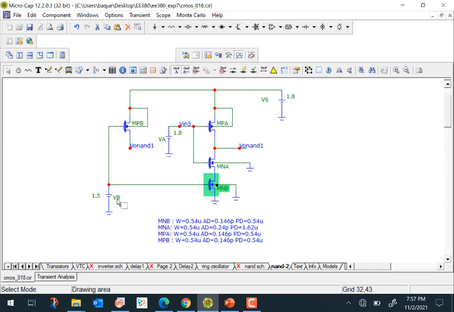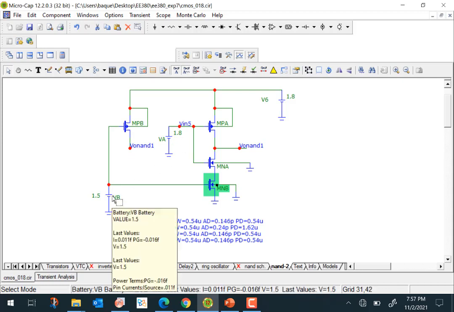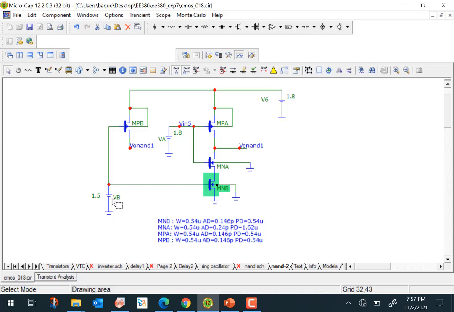Then you can keep this input at 1.8 and you could vary VA here. So you'll get another VTC. Or what you could do is you could simultaneously vary VB and VA here. Both the inputs are changing. So you actually get 3 VTCs, voltage transfer characteristics, depending on how the inputs are being applied, whether one input is being varied and the other is kept constant, or both of them are changing simultaneously. Similarly, you'll get different delays also here.